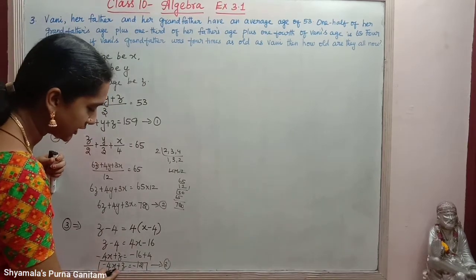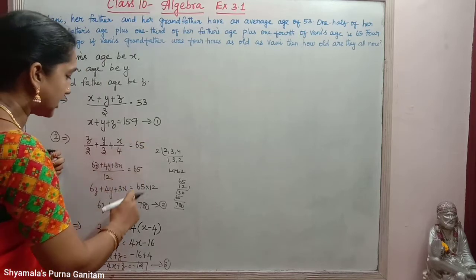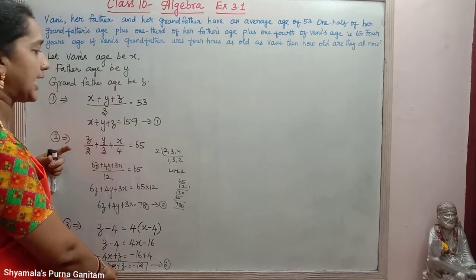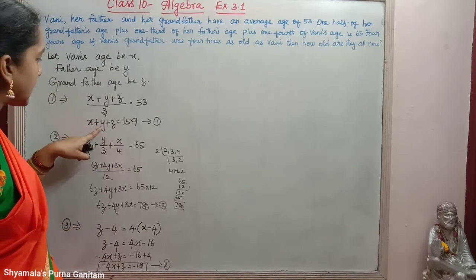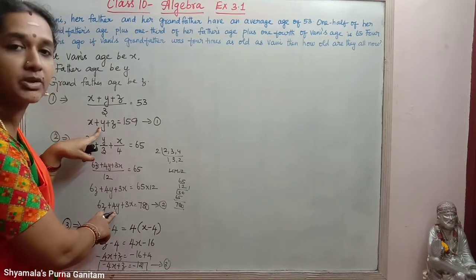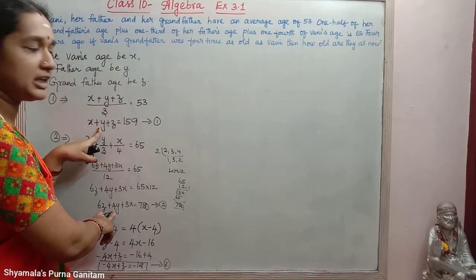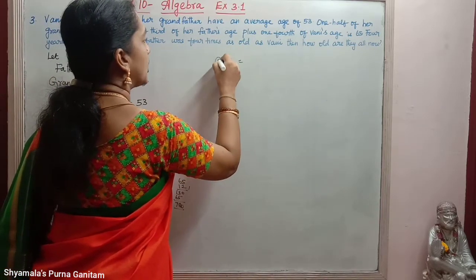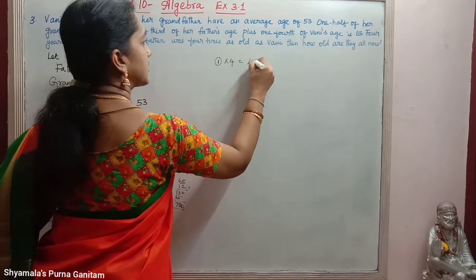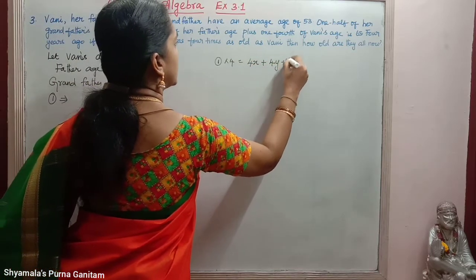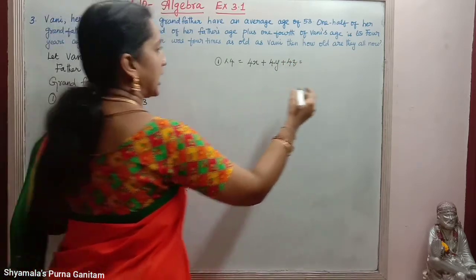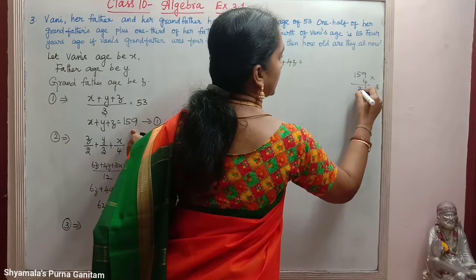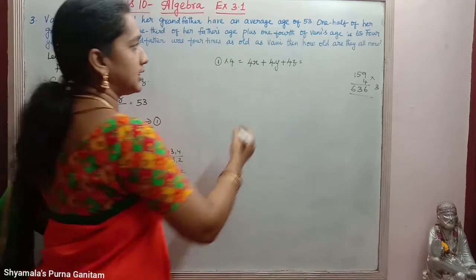Since we got an equation with x and z, we will take the other two equations and cancel y so that we will get another equation with x and z. In the second equation we have 4y, so we have to multiply the first equation by 4. So 4x plus 4y plus 4z is equal to 159 into 4, which is 636.